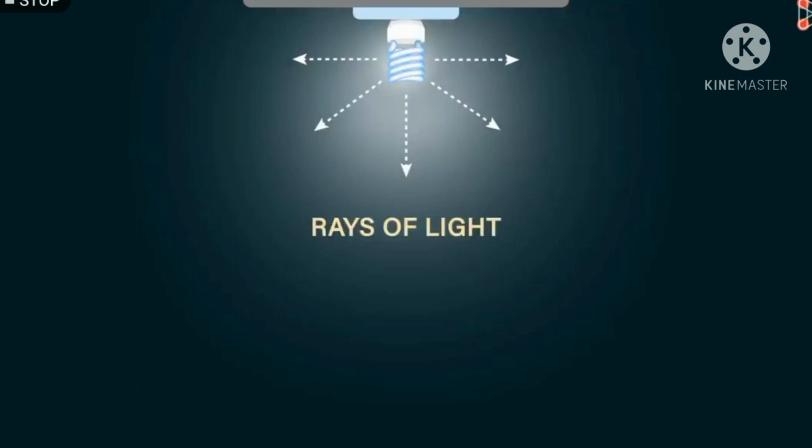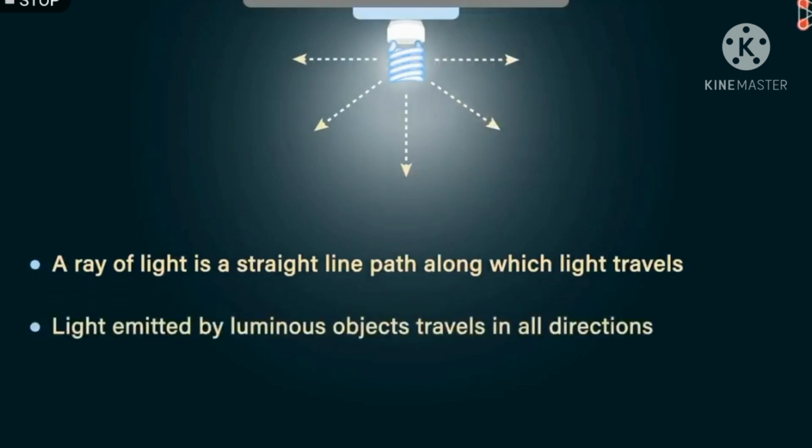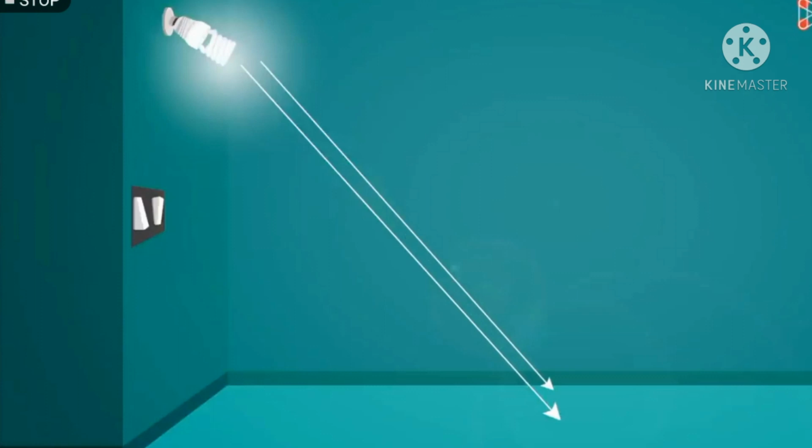Here's how we define a ray of light. A ray of light is a straight line path along which light travels. So now we know that light emitted by luminous objects travels in a variety of directions. Suppose rays of light from this fluorescent bulb fall on a surface. It, being non-luminous, reflects these rays, and these reflected rays travel along a certain path.